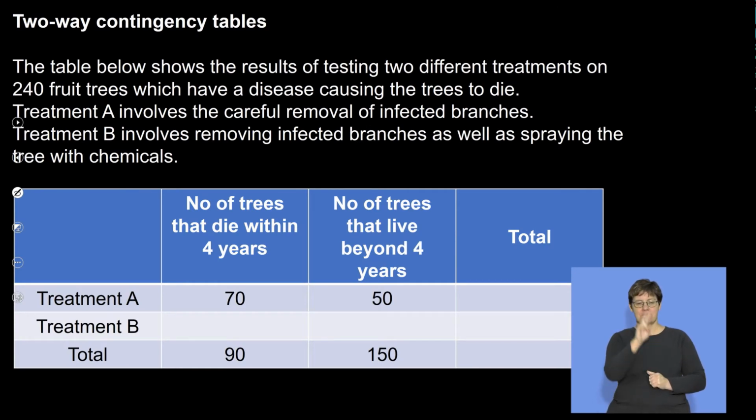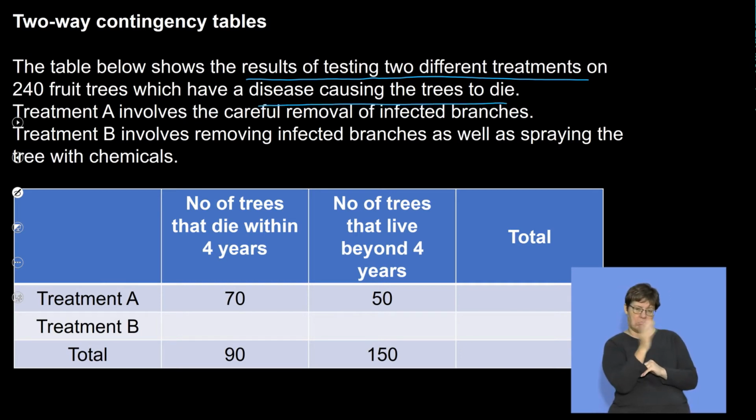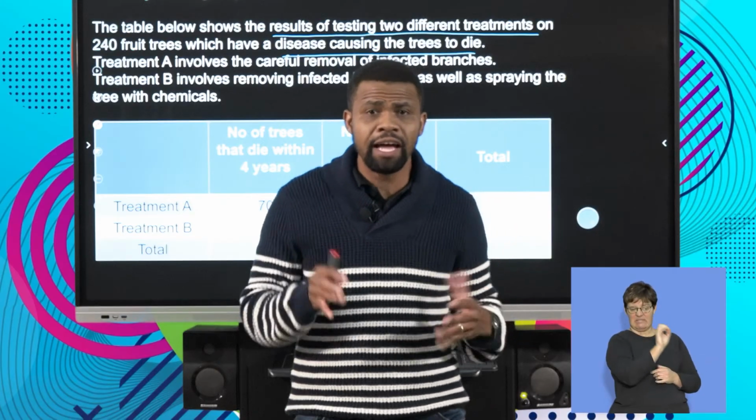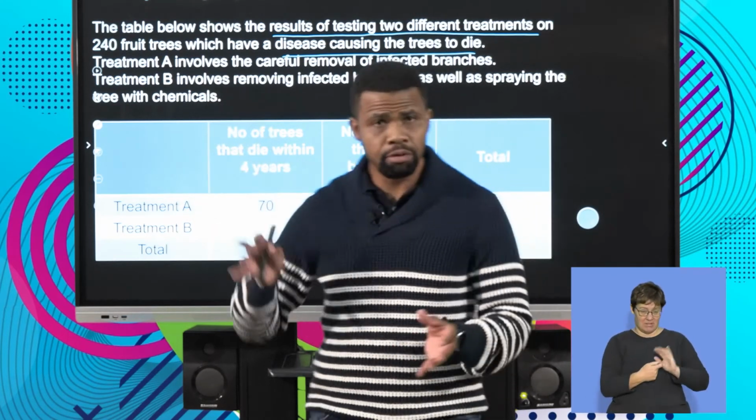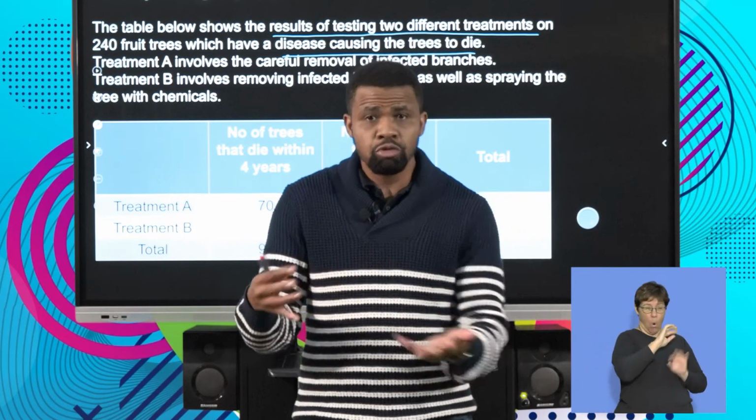So let's look at a two-way contingency table. The table below shows the results of testing two different treatments on 240 fruit trees which have a disease causing trees to die. They found that some of the trees are dying because of a certain disease. We don't have the money to test each and every tree, so we use a sample of 240, and from that we can draw a conclusion.